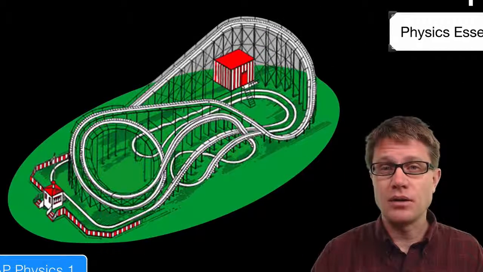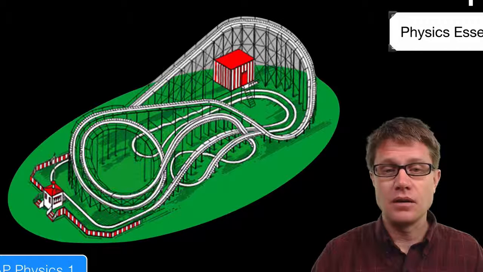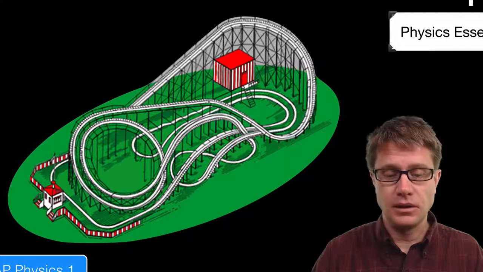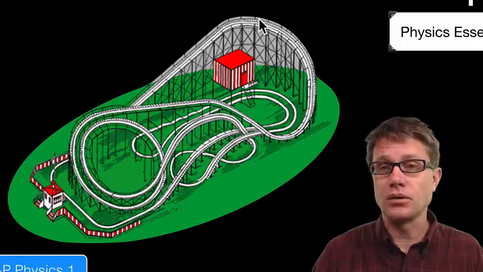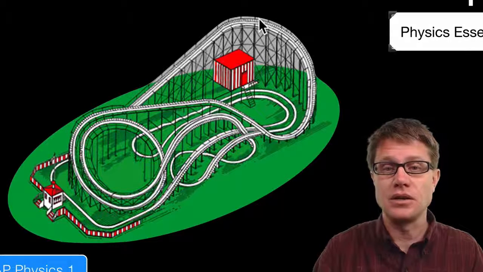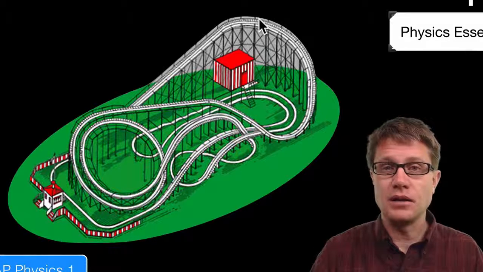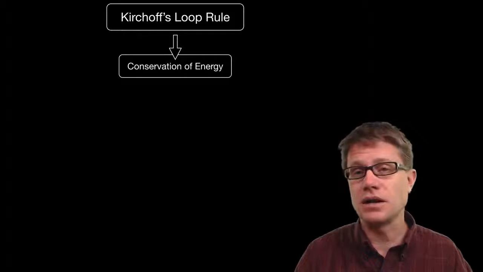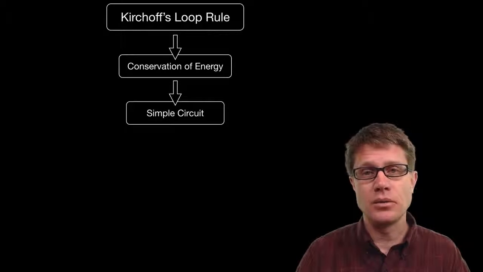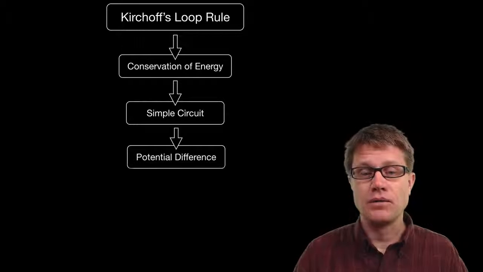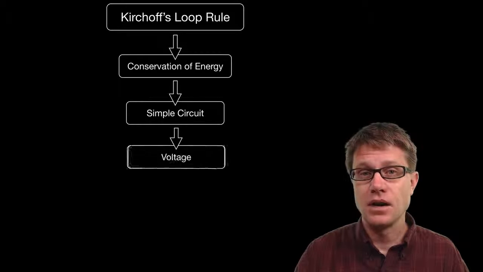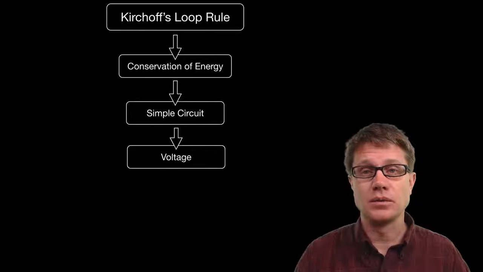Now, conceptually, a better way to think of that is like a roller coaster. When you're on a roller coaster, when you start, there's going to be a lift. So that's going to lift you up to the top of the roller coaster. Now the cars have potential energy, which is converted into kinetic energy. And if they play it right, you're going to get right back to the beginning again with no energy left. And so Kirchhoff's loop rule is really just the conservation of energy in a loop or in a simple circuit. So the voltage or potential difference around that whole loop is going to be equal to 0.